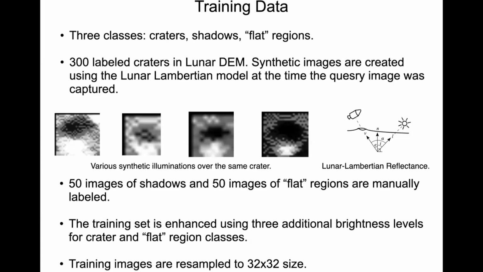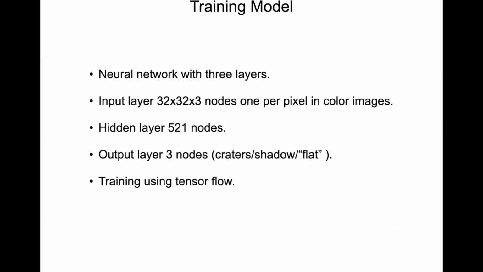The images, before being sent to the training step, are resampled at a size of 32 by 32 pixels to keep the training time at a reasonable amount. The model itself is a neural network with only 3 layers, so it's a very simple neural network. That's part of the advantage of this method. It has a very simple training set and a very simple neural network model.